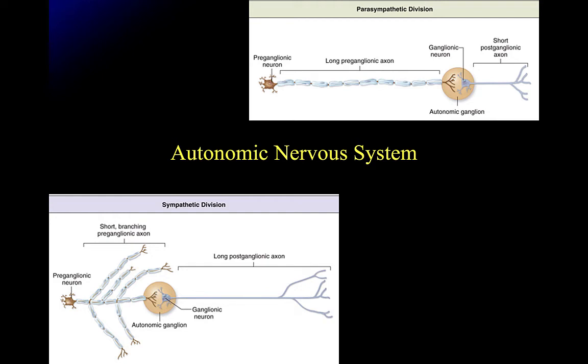Hi, and welcome to our lecture on the autonomic nervous system. In this chapter, we're going to take a look at this involuntary motor system and its two divisions, the parasympathetic division and sympathetic division, although we'll actually see something extra at the end.